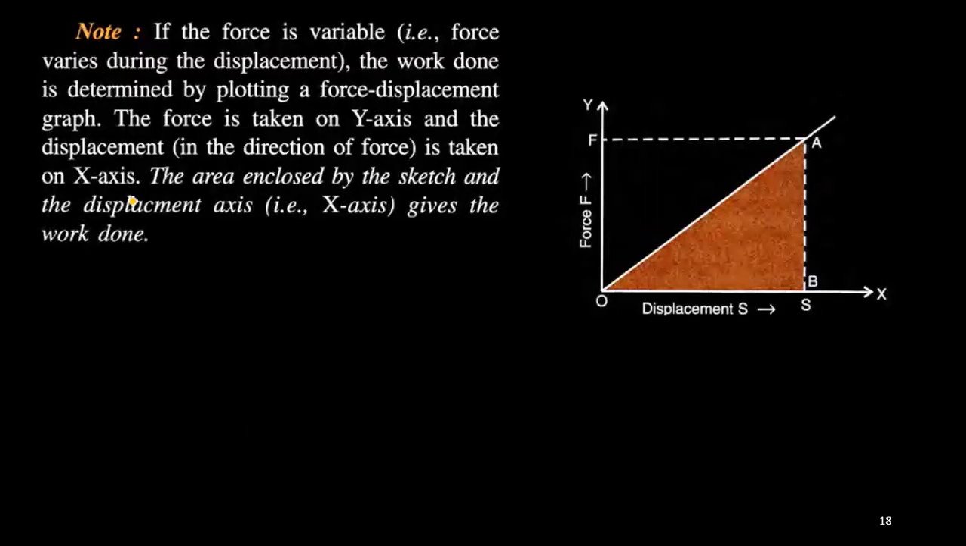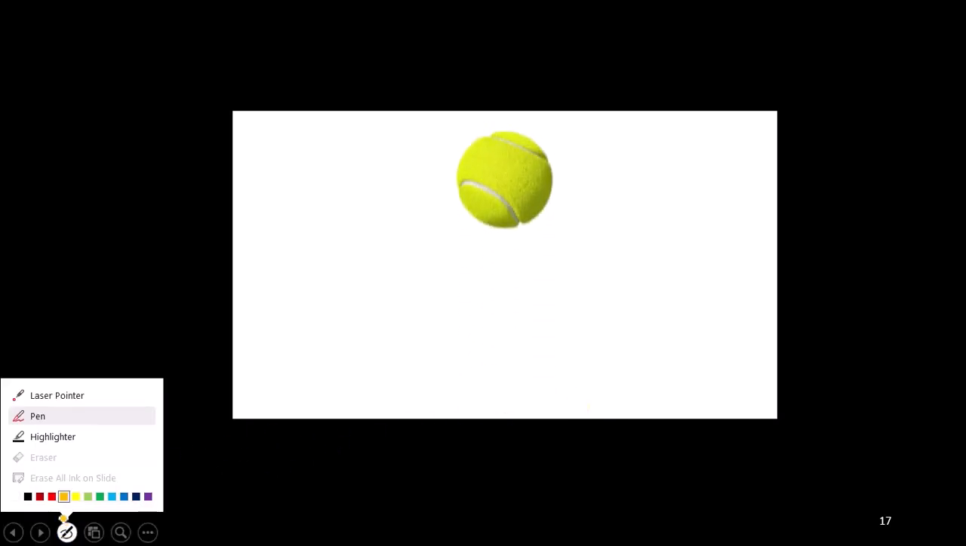Okay. Now come to the concept of force versus displacement and time. Let us say in this situation a ball is moving upward and downward. That means you throw the ball from the ground at a certain speed, and the ball will move upward and then it will come back down.